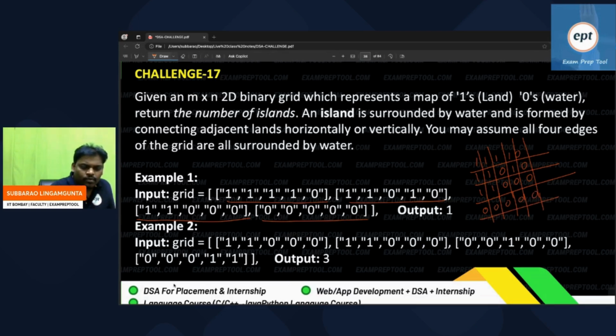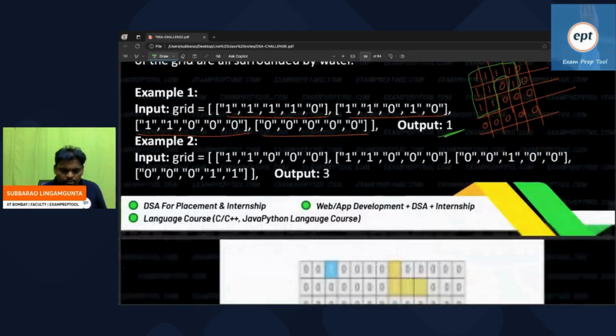You have to find the number of islands. Let's check all adjacent ones. Remember, adjacent means horizontal or vertical, whatever it is. So I think this is one island. Let me know if I am wrong. So the output is 1. That is the number of islands you have to return. See, they all are adjacent. Yeah, fine.